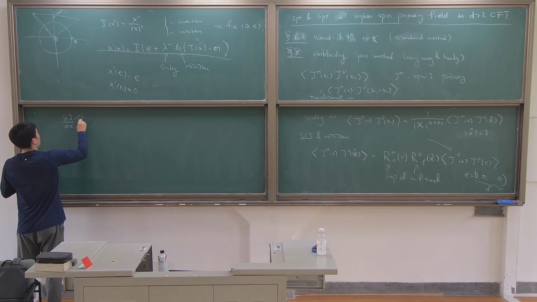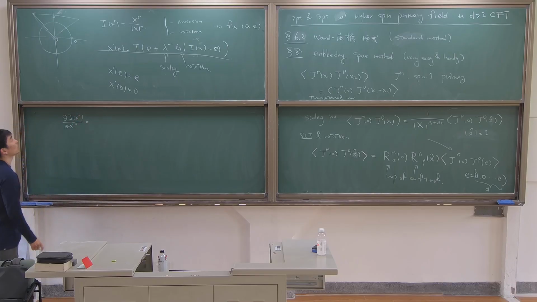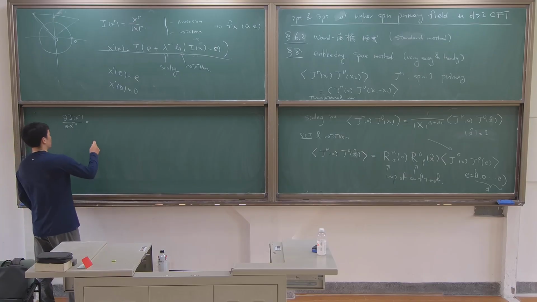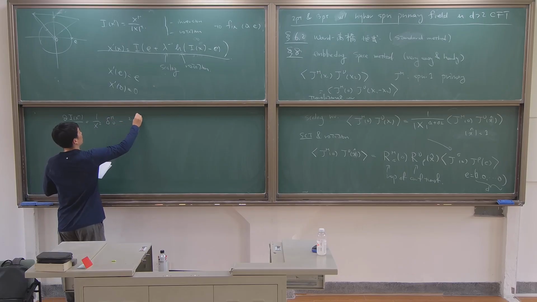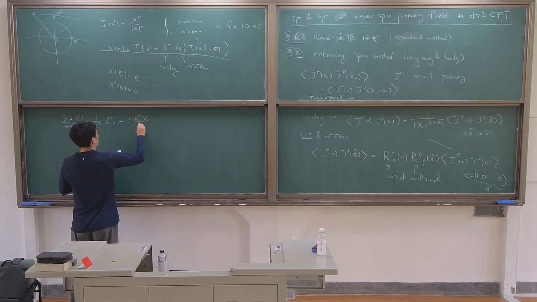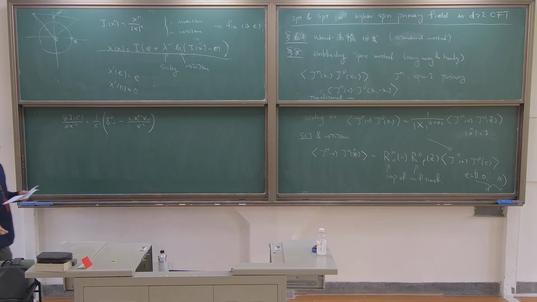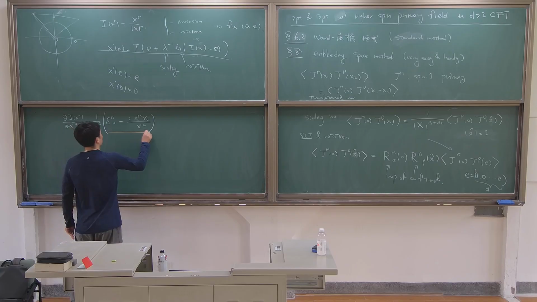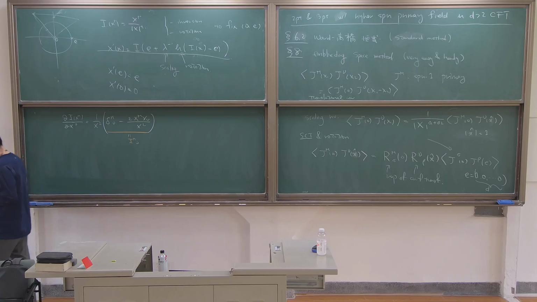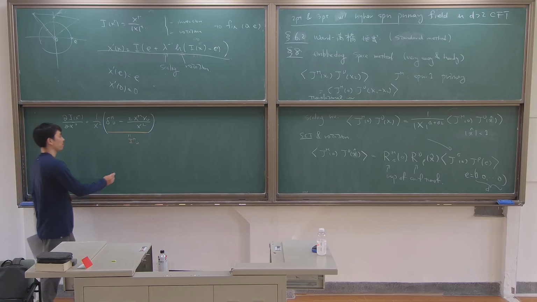So x_nu by x_nu. Okay, if you do this one, then it is given as follows: 1 over x squared times delta_{mu nu} minus 2 x_mu x_nu over x squared. So that's the infinitesimal transformation. It's the derivation of this transformation, and we call this one I_mu. We define this one as I_mu(x).